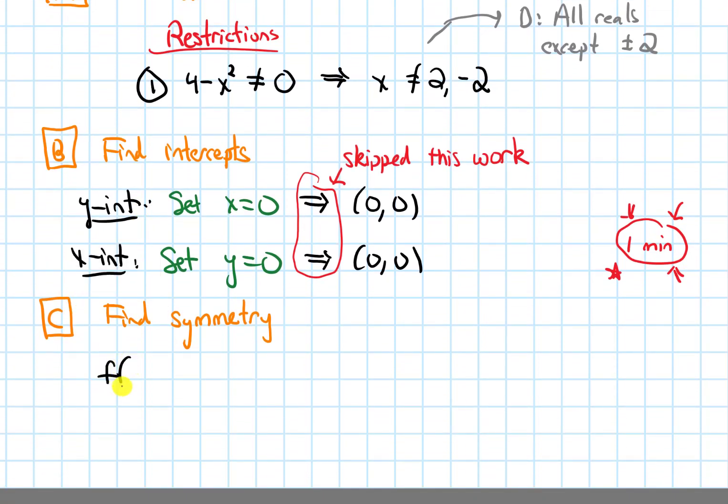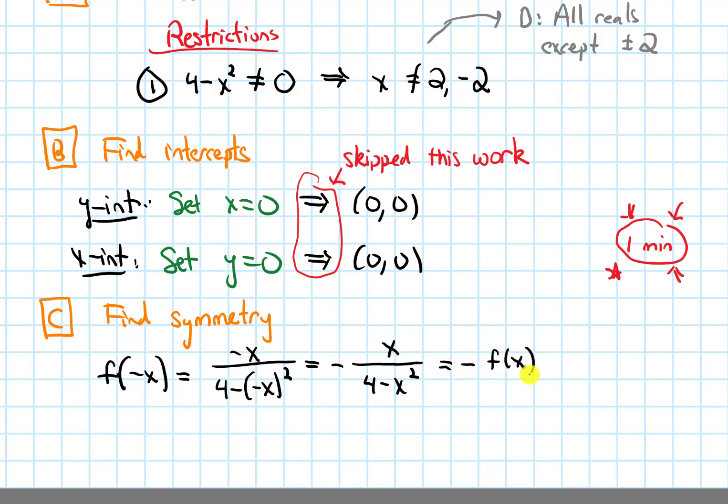Remember, I plug in negative x. When I do that, I'll get negative x on top, and on the bottom I'll get 4 minus negative x, squared. The bottom just becomes 4 minus x squared, because when I square it the negative goes away. Then I move the negative on top in front of the fraction, and I have x on top. So this is just the negative of the original function, f of x. That makes this an odd function. So when we go to graph it, we're going to make sure that the graph is symmetric about the origin.